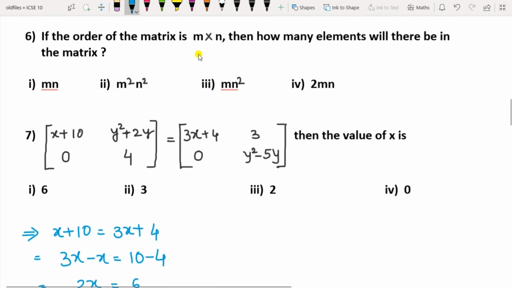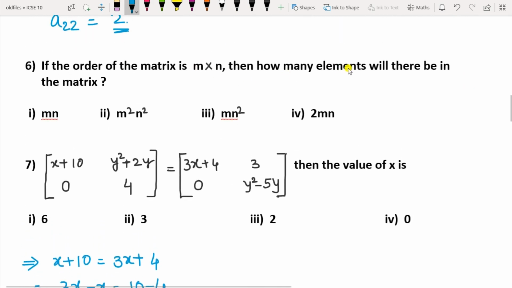If the order of the matrix is m into n, then how many elements will be there in the matrix? So whatever is the order, that many elements are there in the matrix. So m into n, that is mn elements, are there in the matrix.